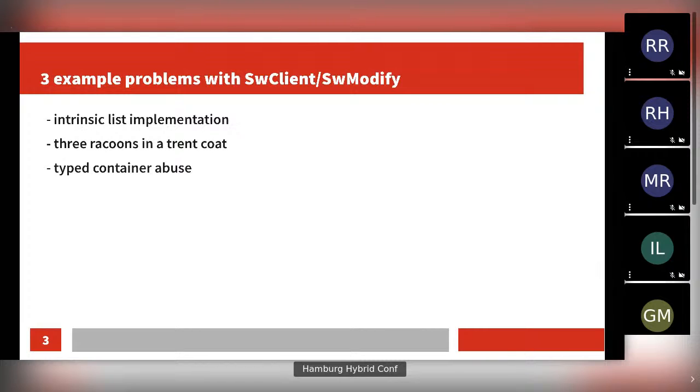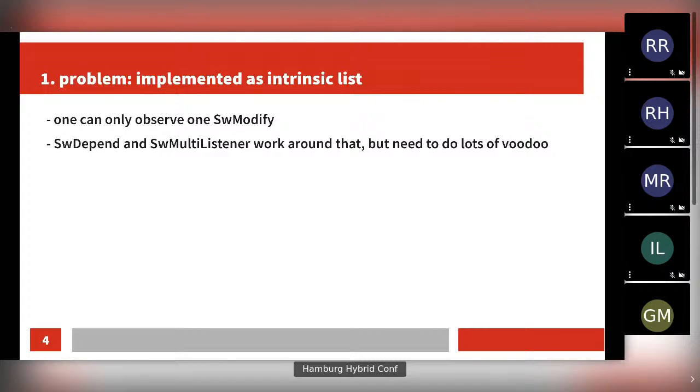Okay, next slide, intrinsic list implementation. Like in the basic case, I said this is an observer pattern. So you have an SW client that maybe is the model, something in the model, and you have something that wants to observe that, for example, a layout, and then you listen to that. And this is implemented as an intrinsic list. So all the things that listen to one thing are linked in a double linked list intrinsically in these clients. And that has implications. For example, you can only listen to one thing and not to multiple things.